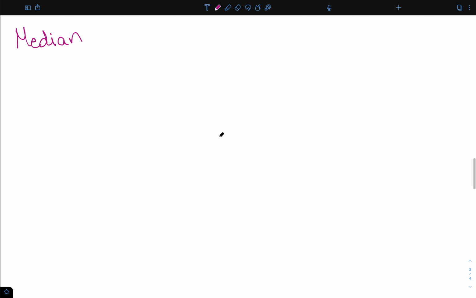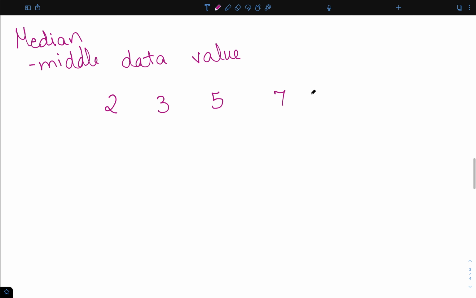The second measure of center is the median, and this is the middle data value. To find the median, the first step is to order the data, and then we need to find the middle. And the middle is going to vary depending on if there's an odd or an even number of data values. As an example, let's consider the data set 2, 3, 5, 7, 7, just like before. In this case, we can see that 5 is the middle. There are 2 numbers on the left and 2 numbers on the right. That puts 5 in the middle, so our median here is 5.